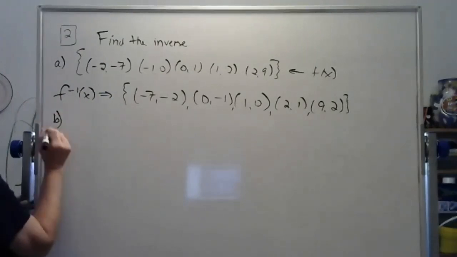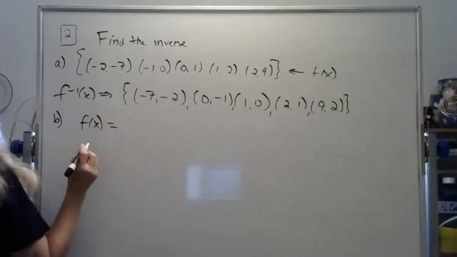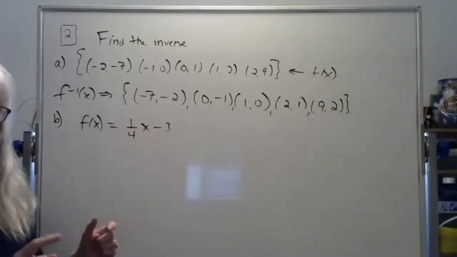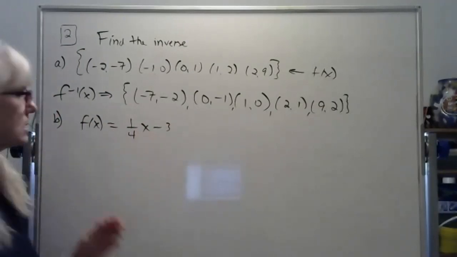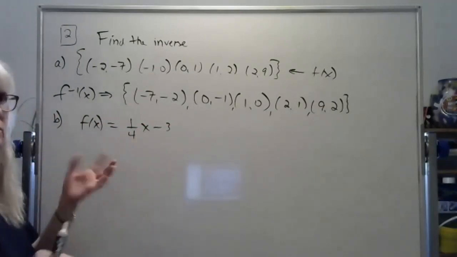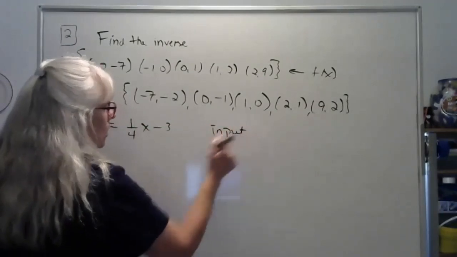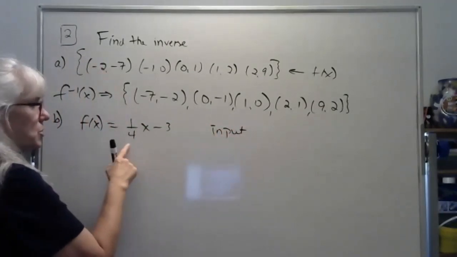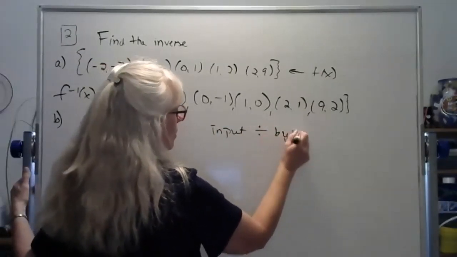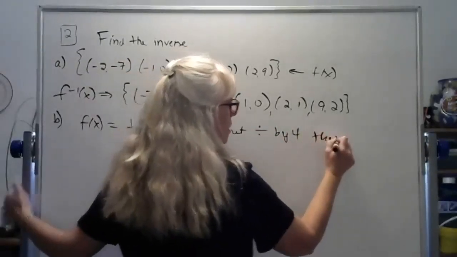Okay, part B on that same problem says, what about f of x is equal to 1/4 x minus 3. Now, in a minute, I'm going to give you specific directions on how to find the inverse, but because this is a line again, let's see if we can do it without the algebra. Let's see if we can talk ourselves through it. If you had an input value into this function, a specific x value, the very first thing you would be doing would be to divide by 4. And then once you had that, you'd subtract 3.